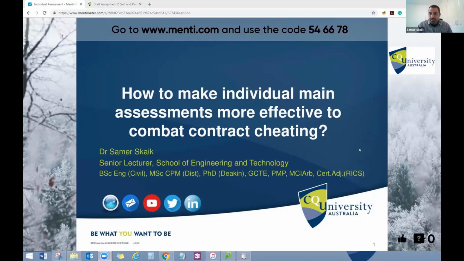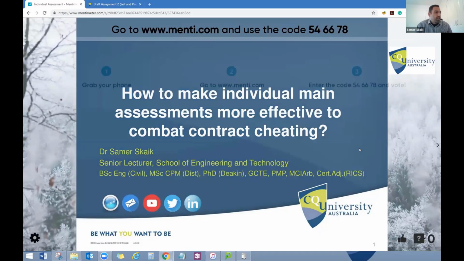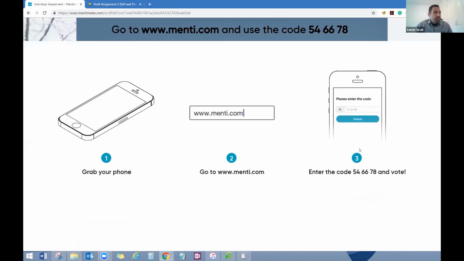So if you don't mind, if you can go to your phone or open a new tab in your browser and try to go to menti.com. I'll just give you the instructions here. You go to menti.com, and then you can use the code 546678, and then you'll be able to connect to the slides. At the bottom of your screen, you'll see a thumbs up button, so you can just click on it to show that you have already connected.